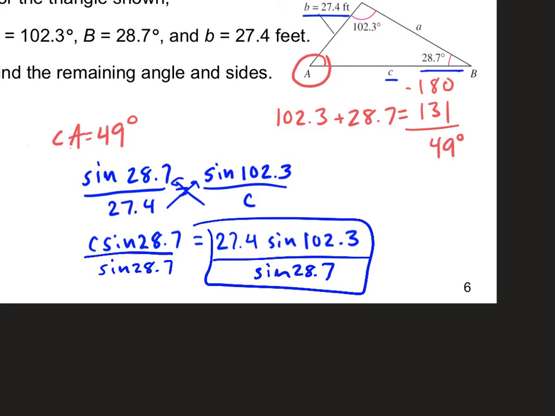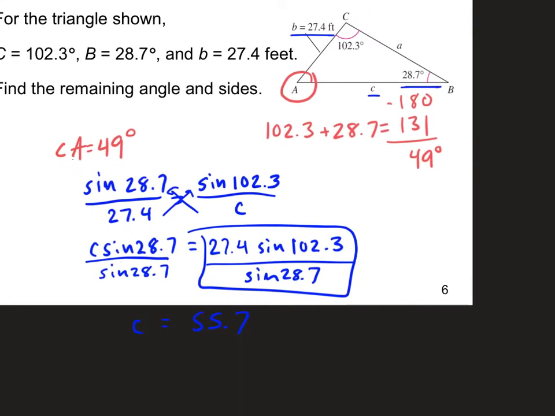Okay, so we agree, 55.7. Now it'll tell you what to round to. This one doesn't, so we can just round it to one decimal place. What would our unit be? 55.7 what? Feet. Perfect. Since this side length was given to us in feet, c is also going to be in feet. All right, so now we found c.